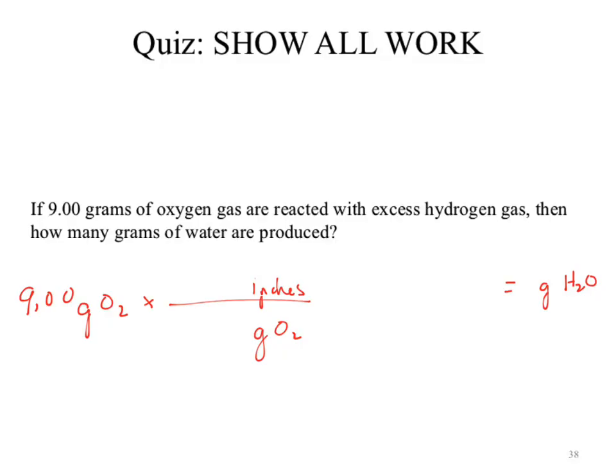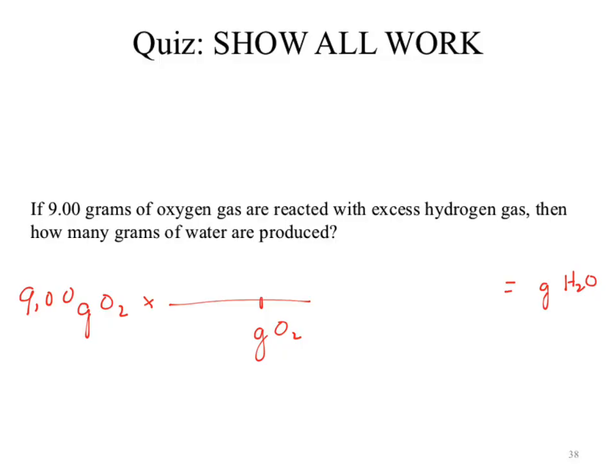Once we have our goal, now what do we need to know? Where did we start? 9 grams of oxygen. Ideally, we would look at this and say, what is the measurement unit? Grams. And our answer? Grams. It's the same. Yippee. I don't have to do any work.